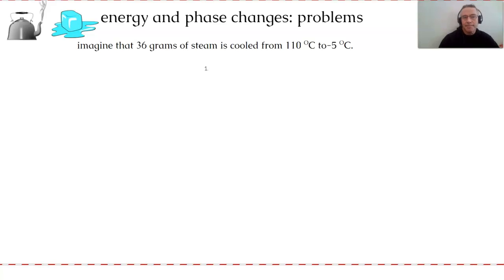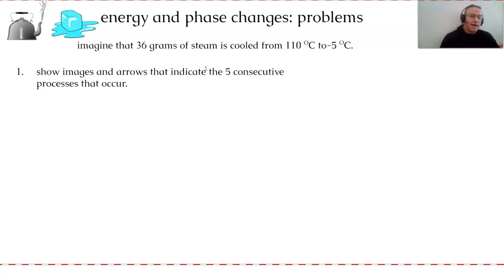Let's imagine that this time we have 36 grams of steam. We're going in the opposite direction, right? We're hot at this point. We want to cool it down from 110 to -5 degrees Celsius. Now for this one, I strongly recommend that you pause the video, solve it yourself, and let's give the answer in joules.